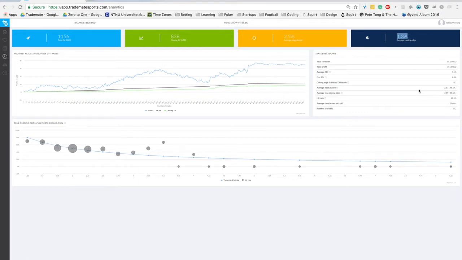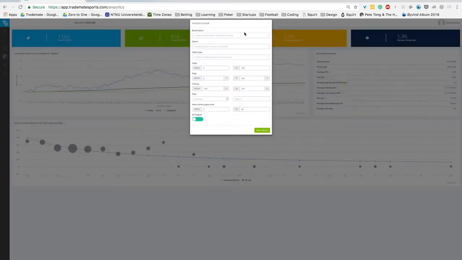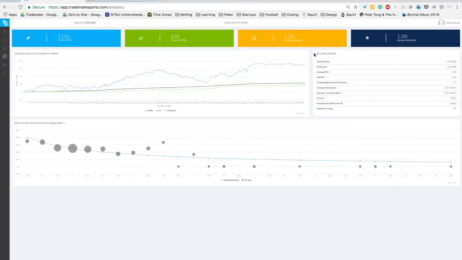So he really should have a look into his stats and see if we can find out where those bad closings are coming from in order to increase that, because long term crazy levels of profit would probably not keep up. So first let's have a look at the stats breakdown. What we can see here is the total turnover, total profits. We can see the difference between the average ROI and the flat ROI.